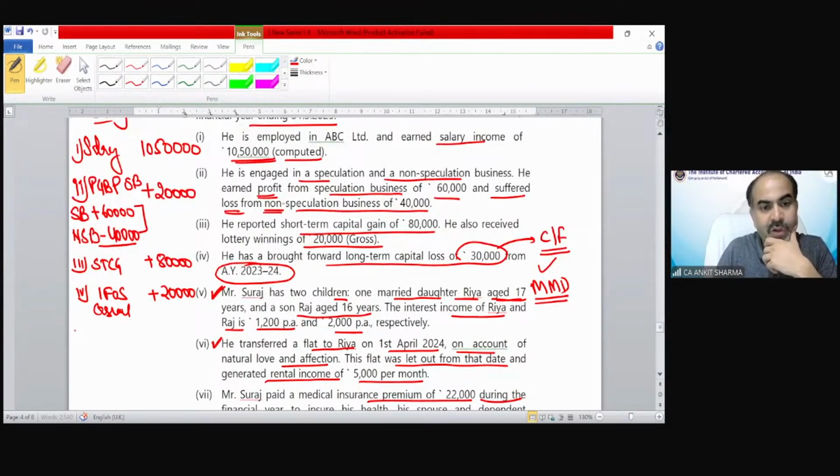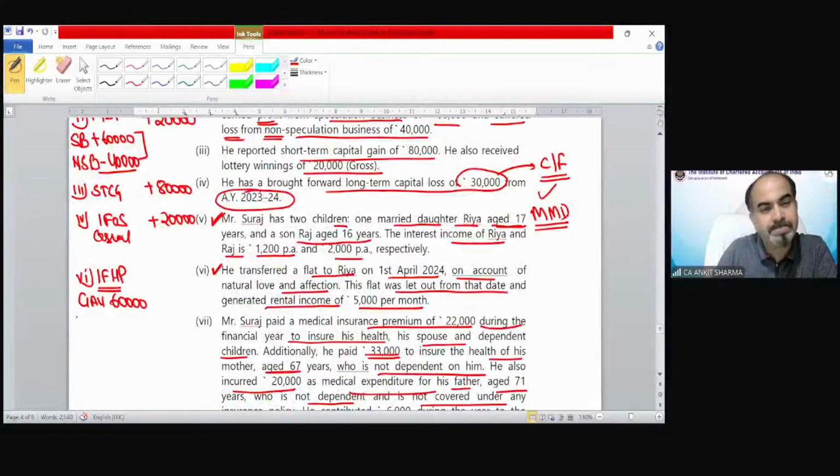First of all, the income from house property, we will solve point number 6. Income from house property, that is rent is 5,000 per month. So the GAV would be 60,000 and 30% standard deduction, that would be 18,000. That would be 42,000. We are calculating Ria's clubbing income. So this is income from house property, which is going to be taxed in the hands of his parents under income from house property.